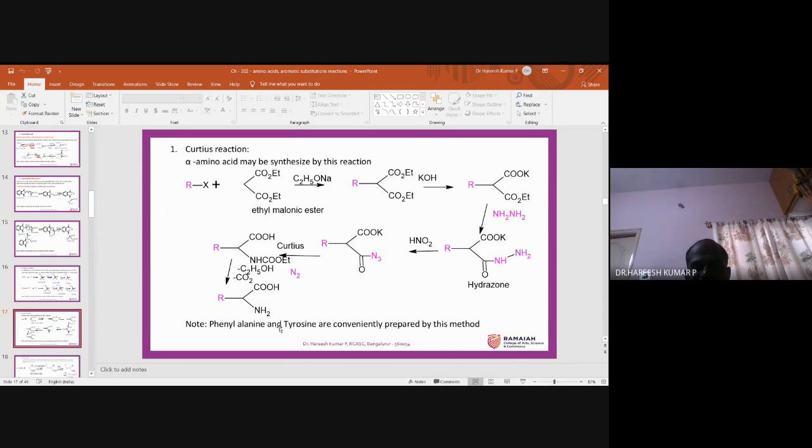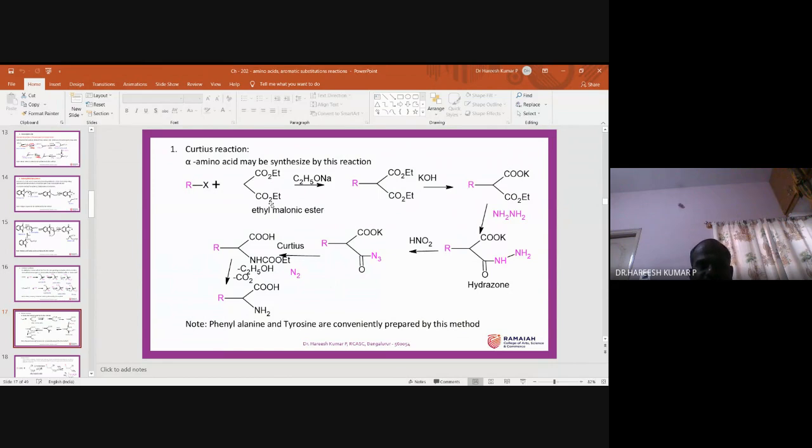Here you can write down where R is equal to H, it's glycine. Where R is equal to methyl, it's alanine. Where R is equal to isopropyl, then it is valine. Where R is equal to benzyl, meaning C6H5CH2, then it's phenylalanine. So based on this R, you will get a different amino acid, but this reactant is the same. So this is about the Curtius reaction.